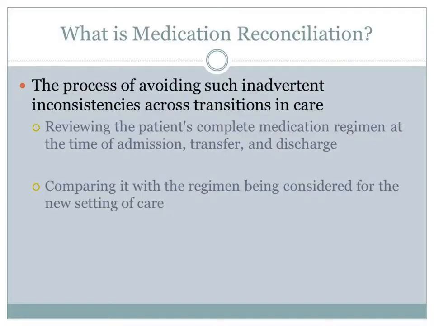So exactly what is a medication reconciliation? Well, it's the process of avoiding such inadvertent inconsistencies across transitions of care, meaning patients go from a nursing home to an inpatient facility, back to a nursing home or to a long-term care center, and there are certain transitions that occur where medicines sometimes don't get transferred properly. And the medication reconciliation form is there to help these medicines go with the patient from one place to the next and keep their medicines in line.